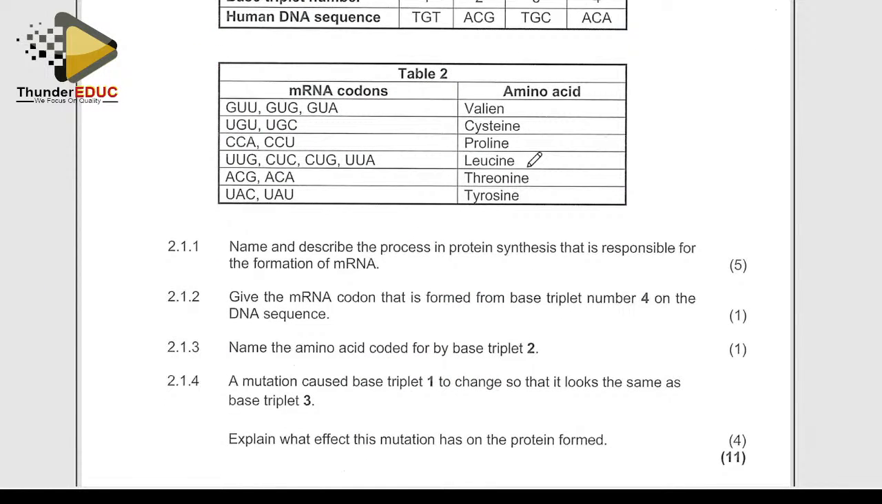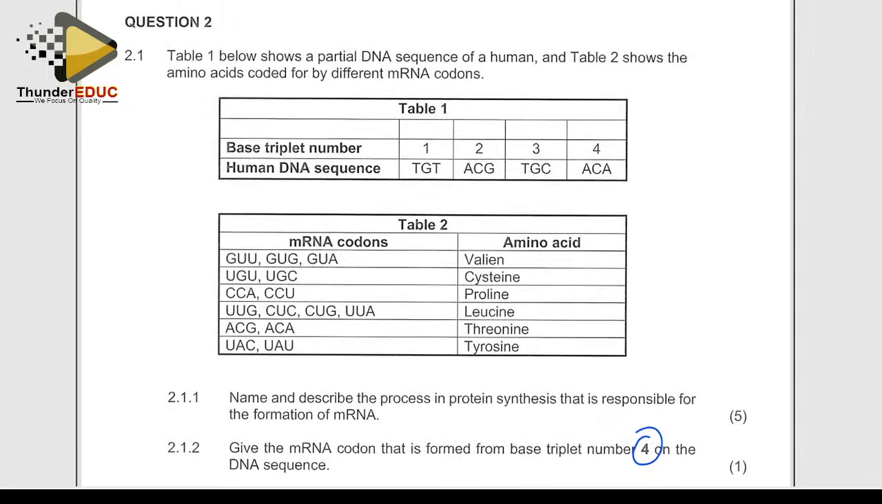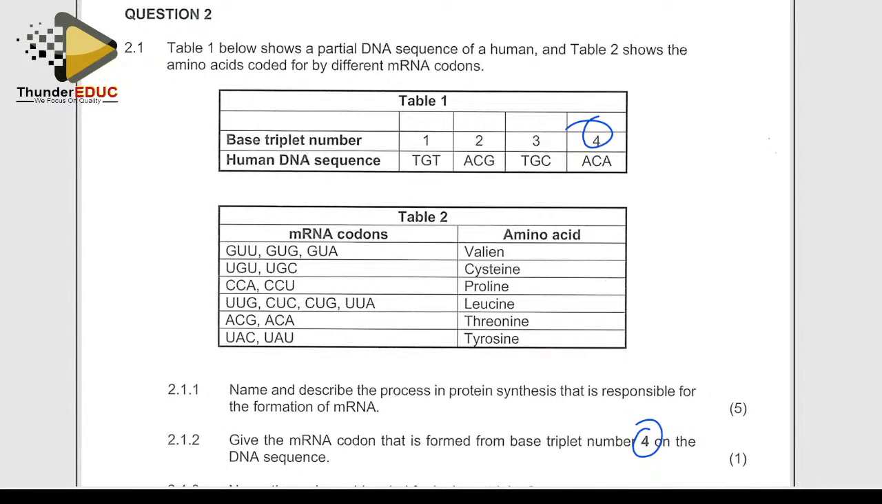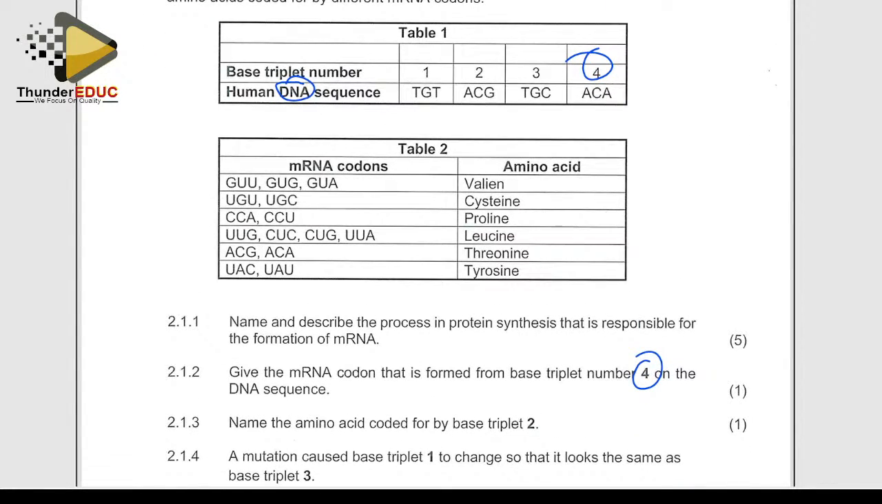All right, give the messenger RNA codon that is formed from the base triplet number 4. So I come here, I look for base triplet number 4. Because this is DNA, the messenger is going to be U, G, U. So here it is going to be G, U, U.